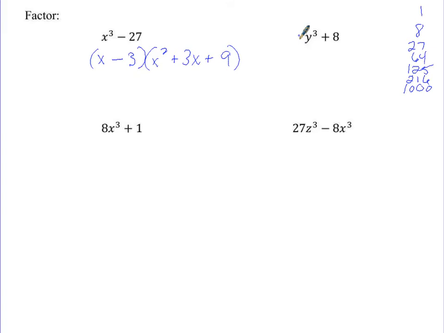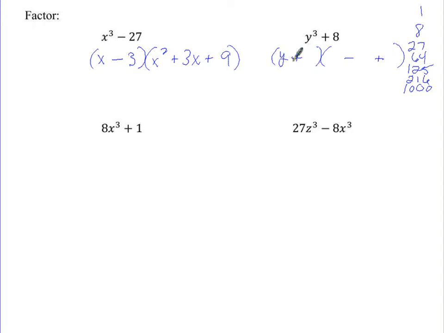Is y to the third a perfect cube? Is 8 a perfect cube? And so we have the sum of cubes. So therefore, we're going to be able to factor this into a binomial times a trinomial. I need to figure out my signs. Plus, minus, plus. It's plus because of the plus here, and then I'd have to have a minus sign in there somewhere. This one's always positive.